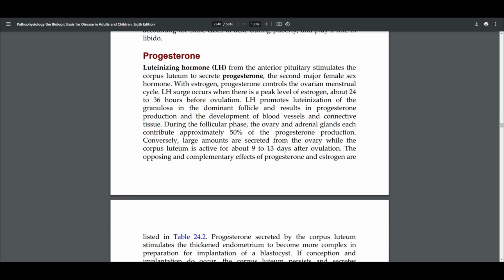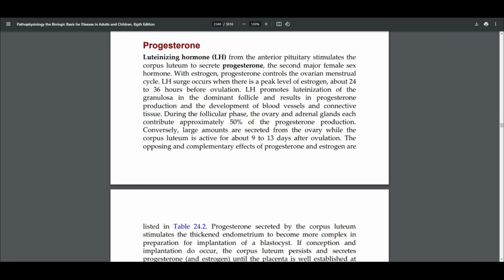Progesterone. Luteinizing hormone from the anterior pituitary stimulates the corpus luteum to secrete progesterone, the second major female sex hormone. With estrogen, progesterone controls the ovarian menstrual cycle. The luteinizing hormone surge occurs when there is a peak level of estrogen, about 24 to 36 hours before ovulation. Luteinizing hormone promotes luteinization of the granulosa in the dominant follicle and results in progesterone production and the development of blood vessels and connective tissue.